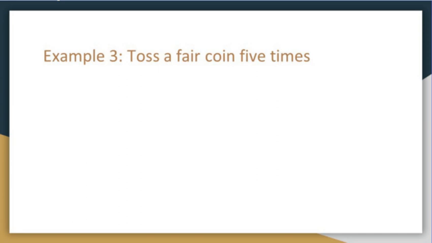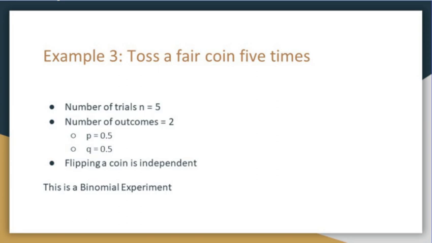All right, so since we're going to toss it 5 times, my number of trials, or N, would be 5. I still have 2 outcomes, heads or tails, and the probability of each of those is 0.5.